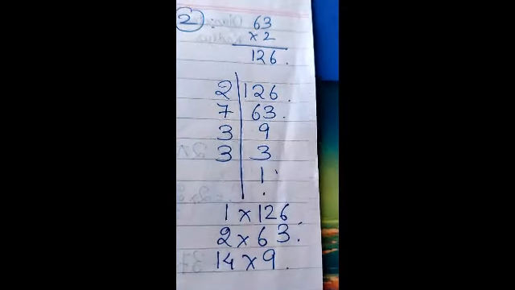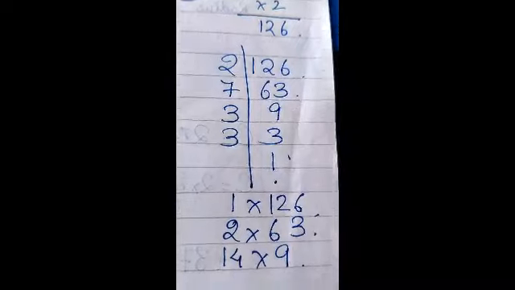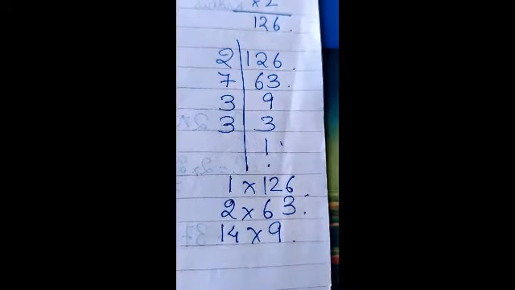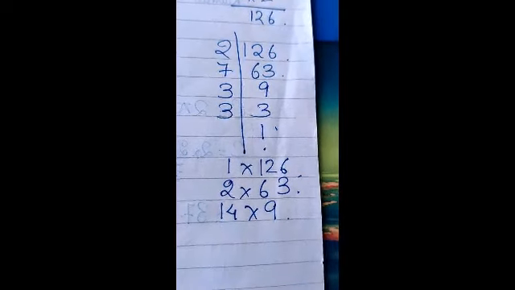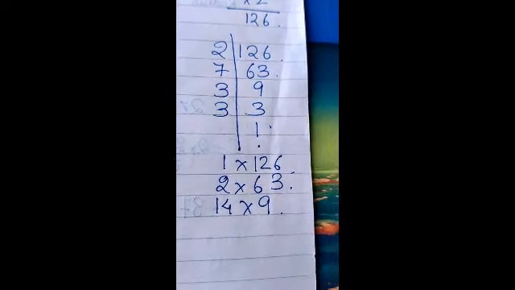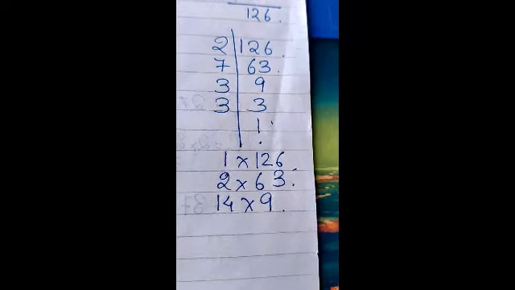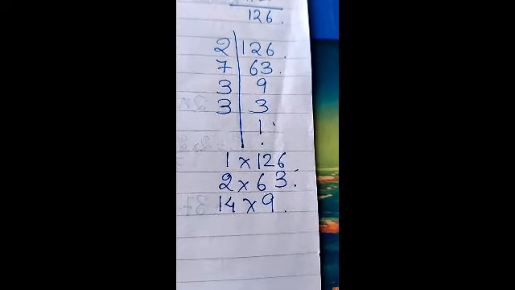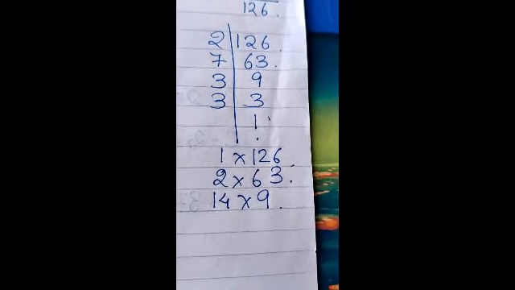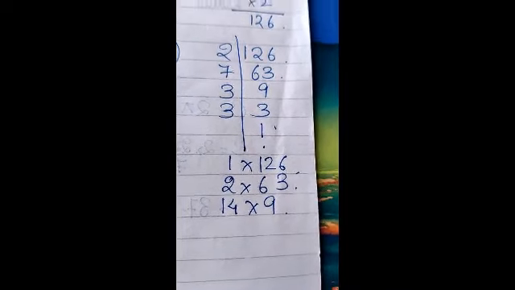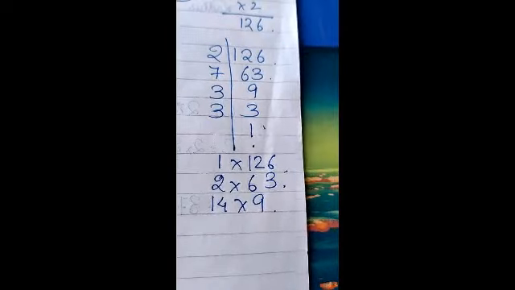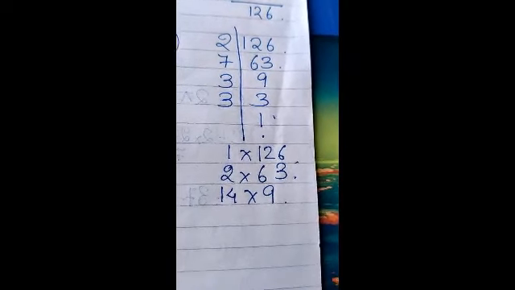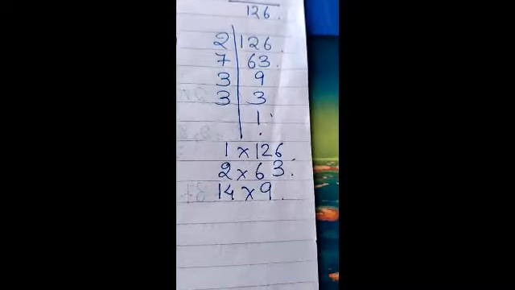So we go ahead and find factors for 126. We do our prime factorization. We get 2 into 63, then 7 into 9, 3 into 3, and 3 into 1. So 1 into 126 is our first pair of factors. Then we have 2 into 63 as our second pair of factors. Then we have 14 into 9 as our third pair of factors. Before going to the other factors, we just check which one of these we can use.